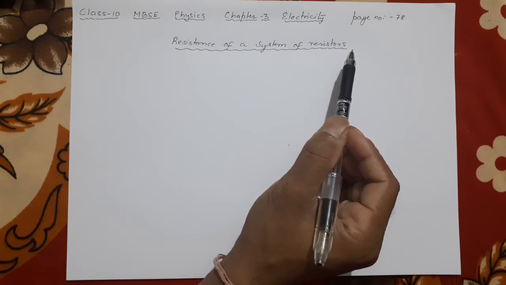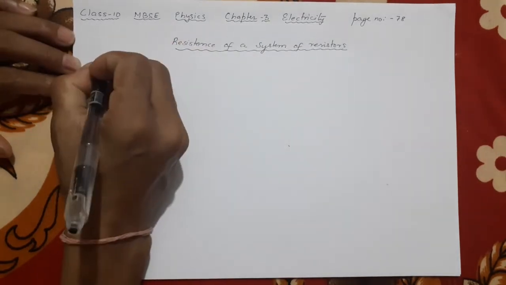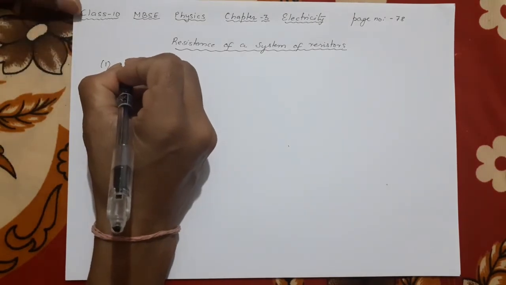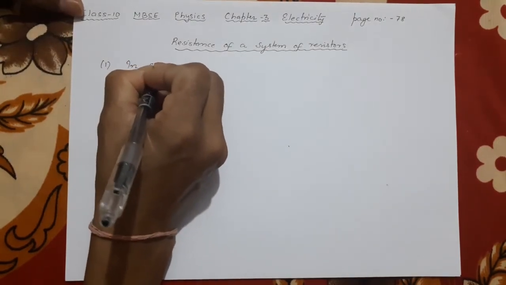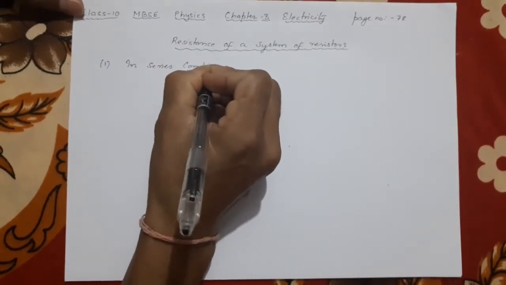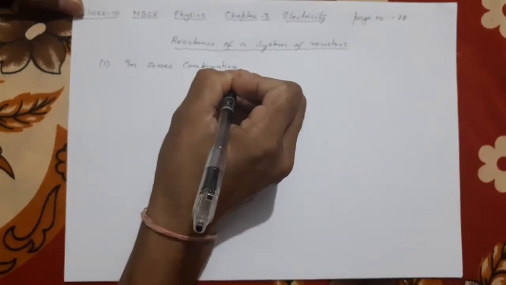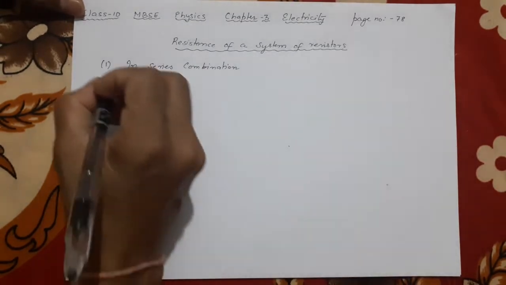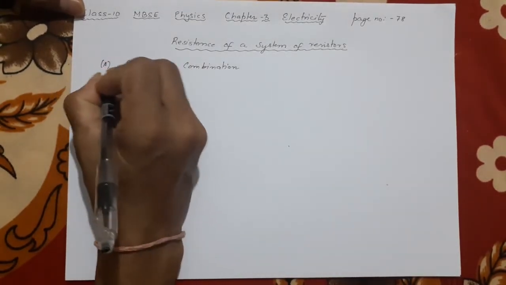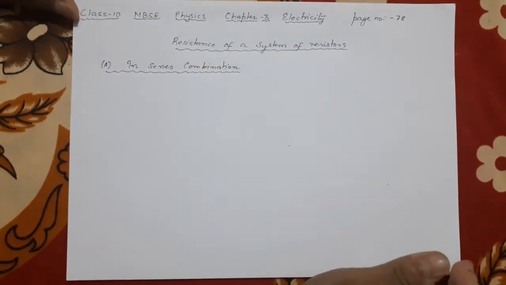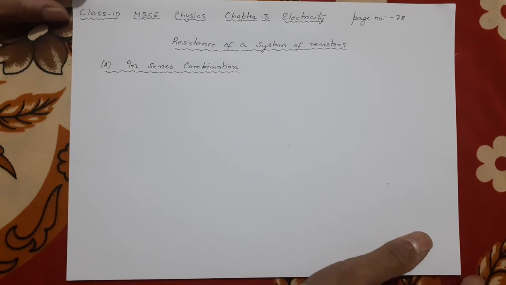There are two ways of connecting them. What is that? The first way of connecting is in series combination. Series is important. And the other one is in parallel combination, which we will write later on. Okay, let's try to understand what is this series combination. How are the resistances combined?